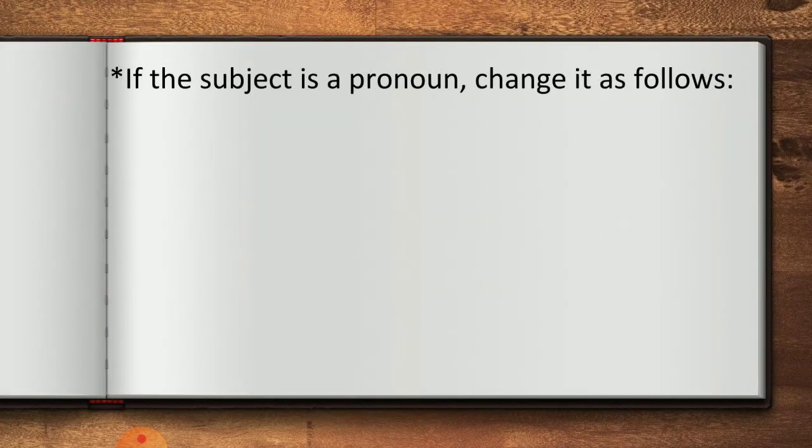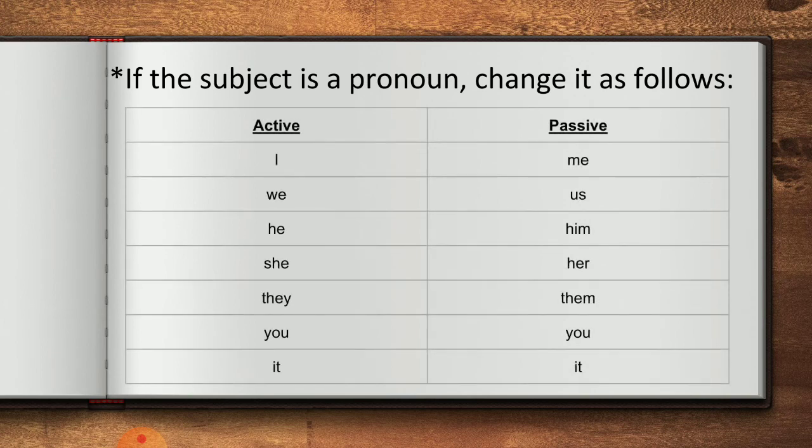Now this is very important. Personal pronouns also change in the passive voice. Okay, and the change is as follows. Active voice, if the subject is I, in passive voice, it will become me. The object will become me. I changes to me. We changes to us. He to him, she to her, they to them, you and it remain unchanged.